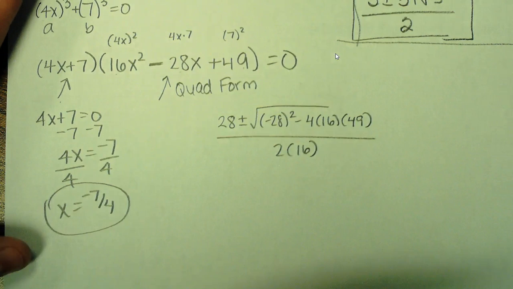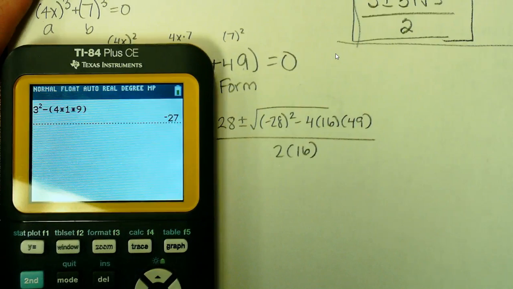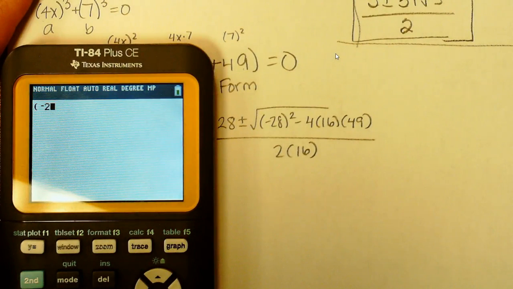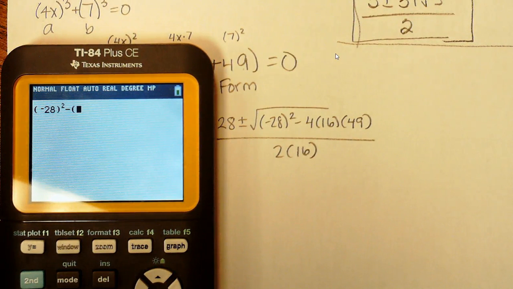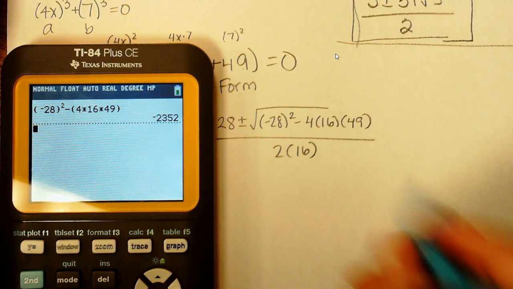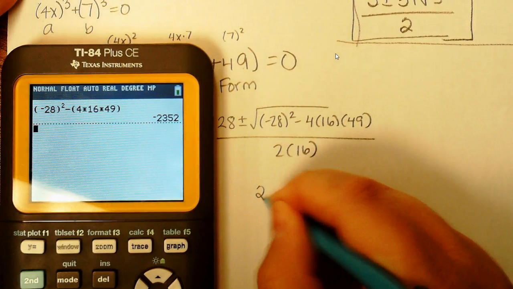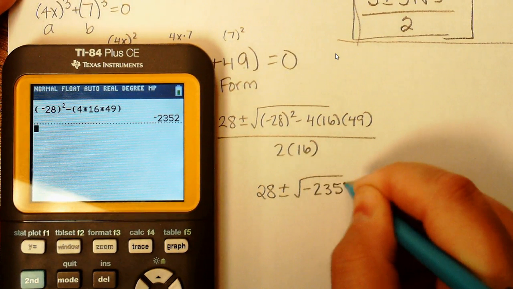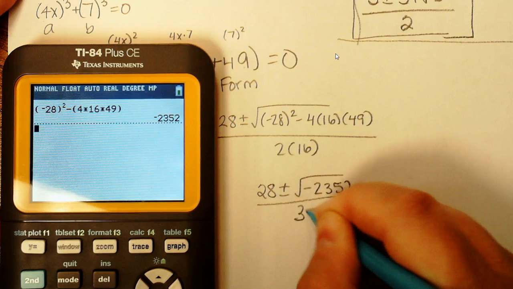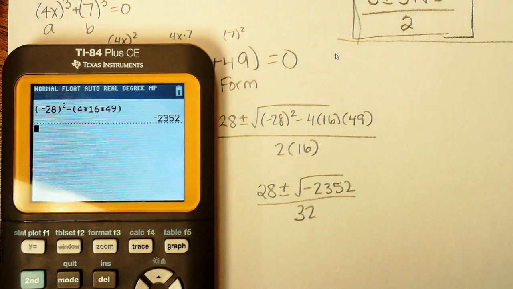Okay, let me grab the calculator. Now make sure that negative 28 goes in parentheses and the squared goes on the outside, because it should become positive when you square that. Then 4 times 16 times 49. We're going to end up with 28 plus or minus the square root of negative 2352.